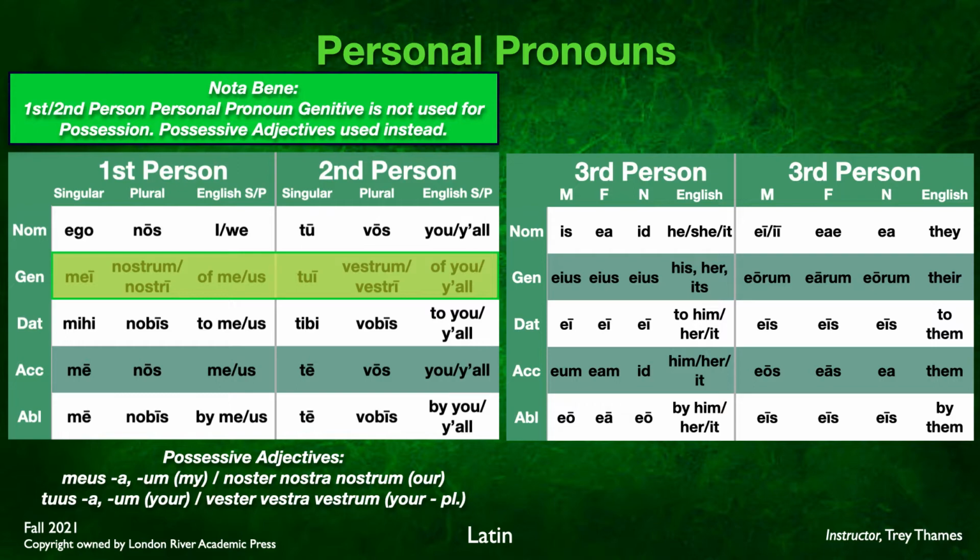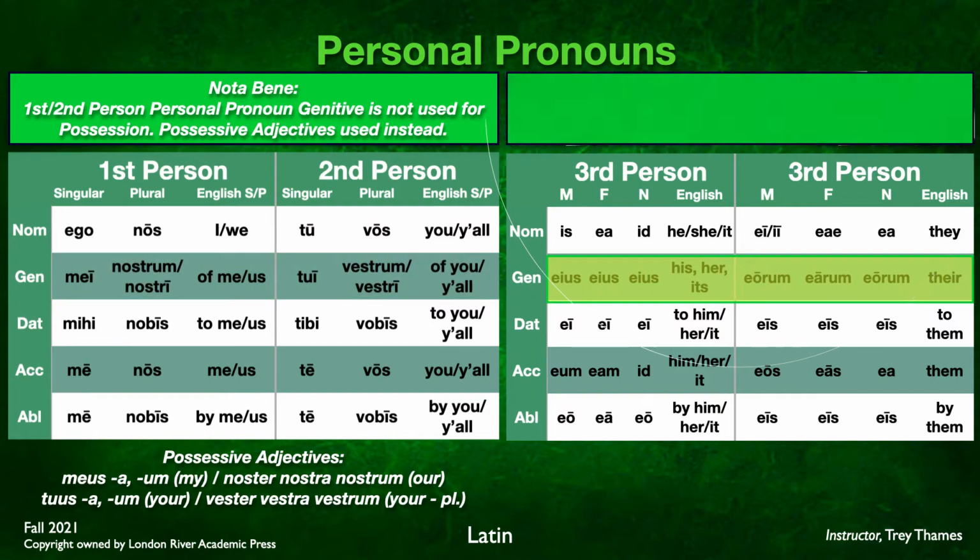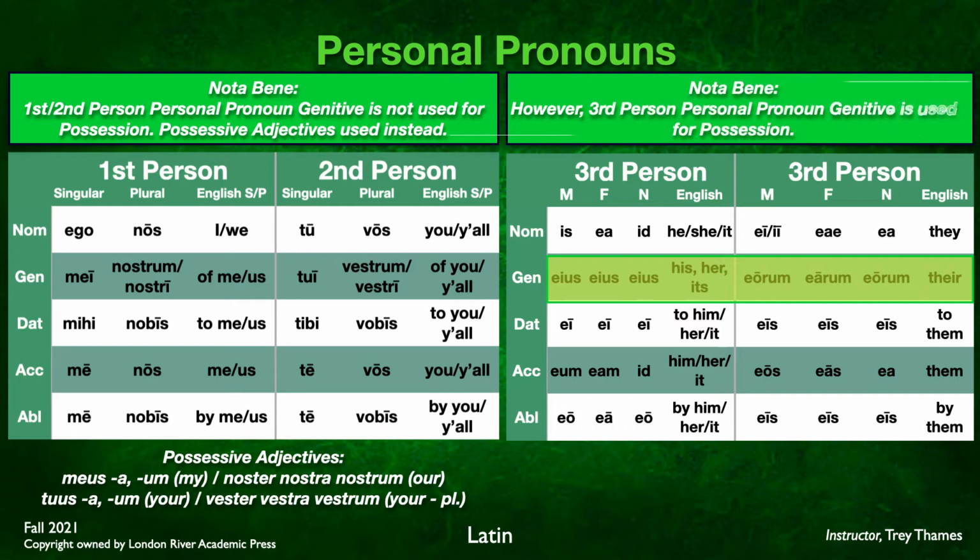The genitive has a very specific function called a partitive genitive or an objective genitive, which we'll study much, much later. But we do use the genitive of the third person personal pronoun as possession. So here we have eius, and it's his or her or its, and the plural eorum is there.